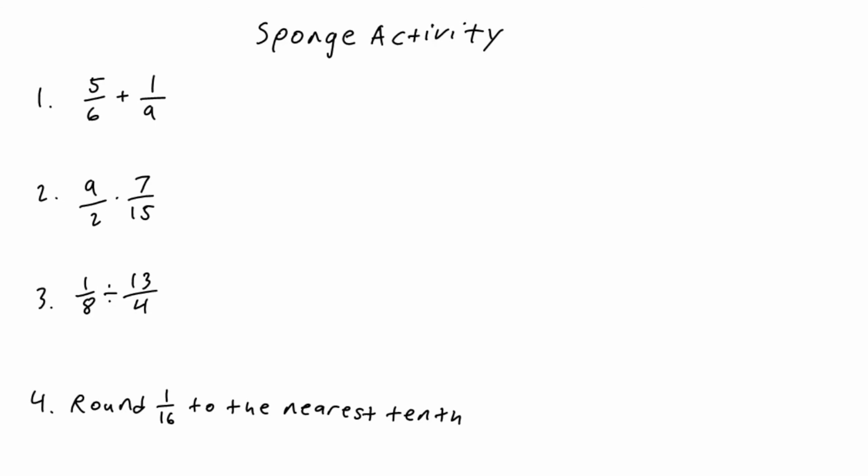So first one is 5 over 6 plus 1 over 9. Second is 9 over 2 times 7 over 15. Third one is 1 over 8 divided by 13 over 4. And the last one, round 1 over 16 to the nearest tenth.